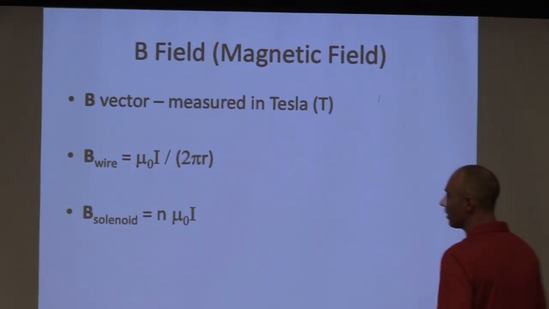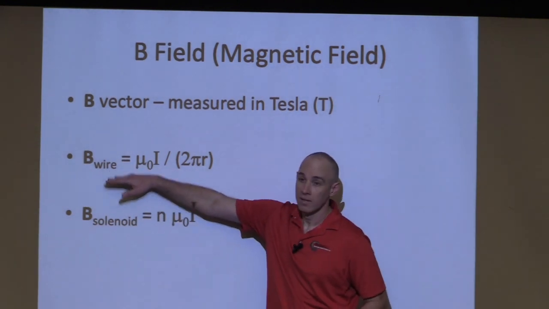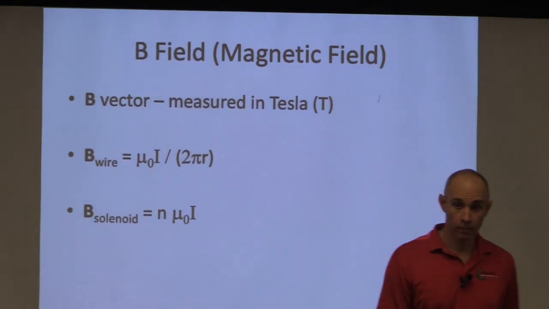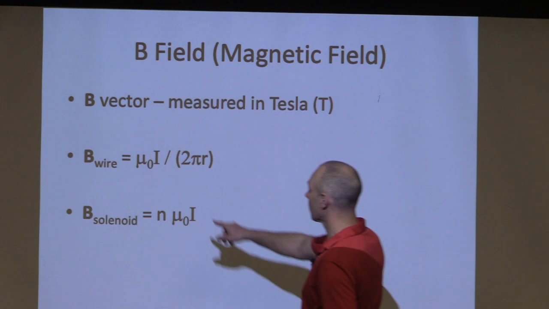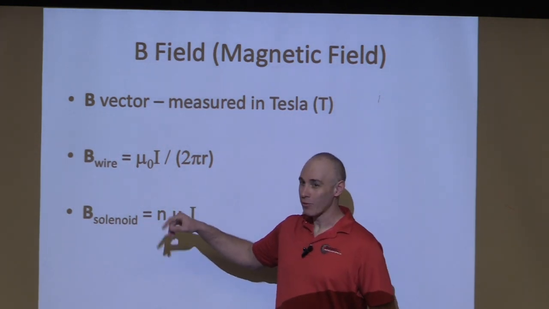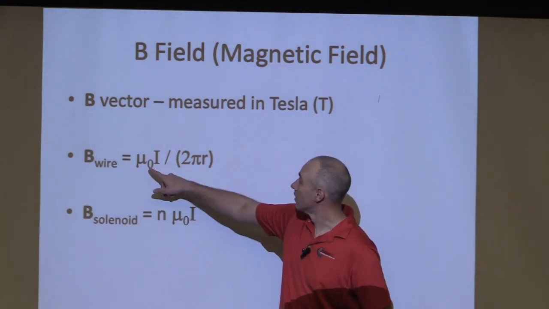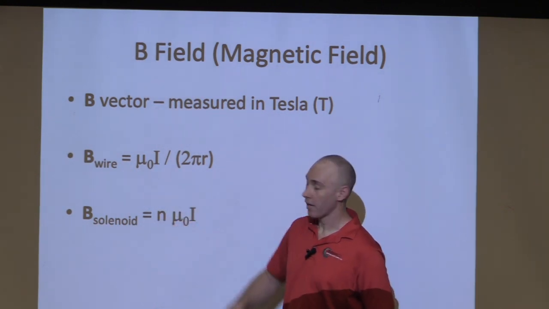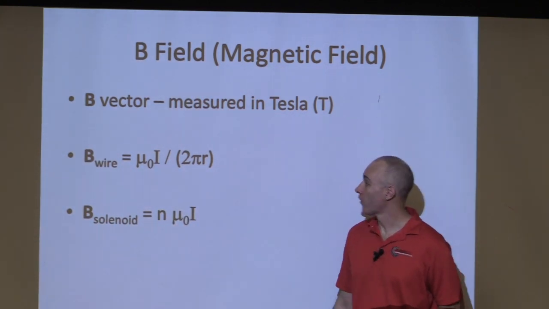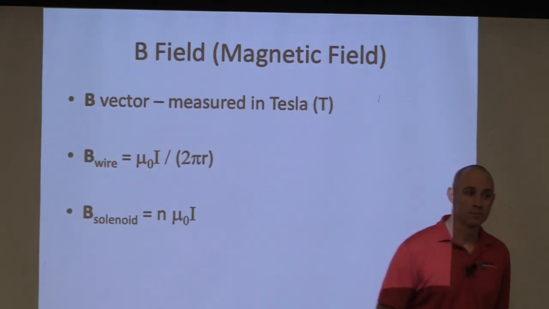For a current carrying wire, the magnetic field equals, for now, just write it down, save the questions. I'll explain piece by piece. Mu 0 times I divided by 2 pi r.